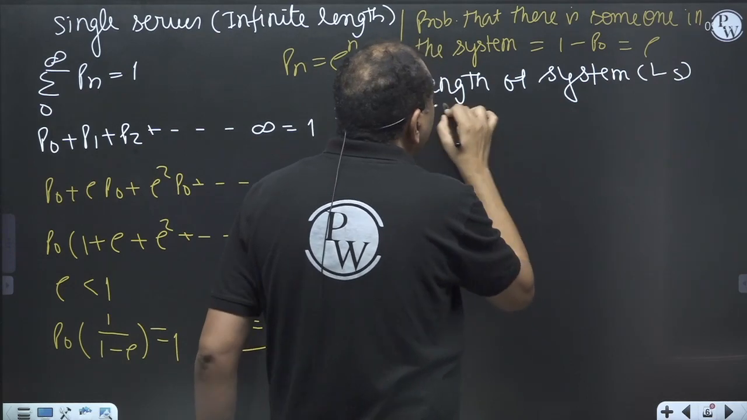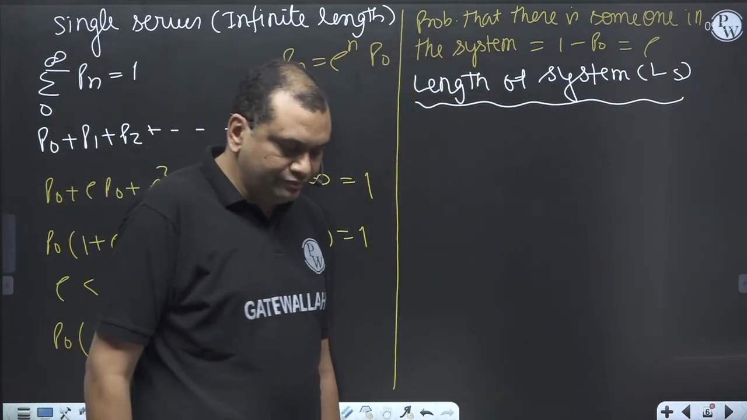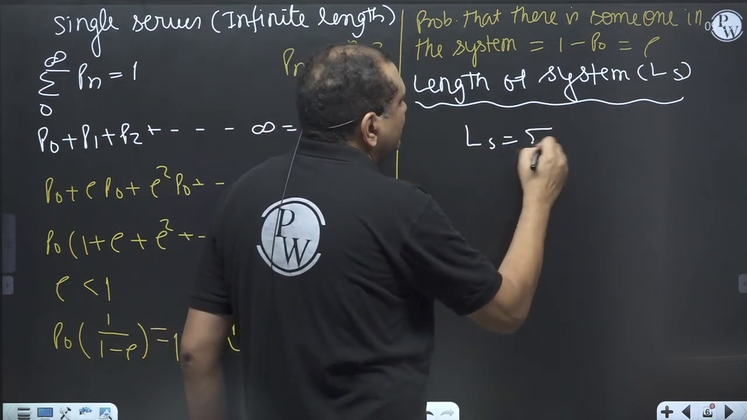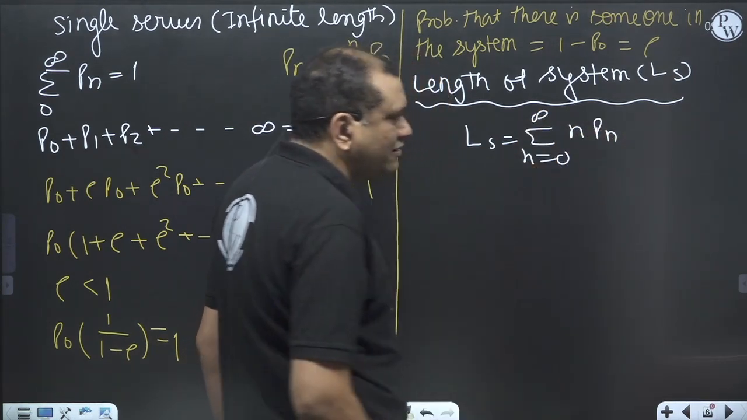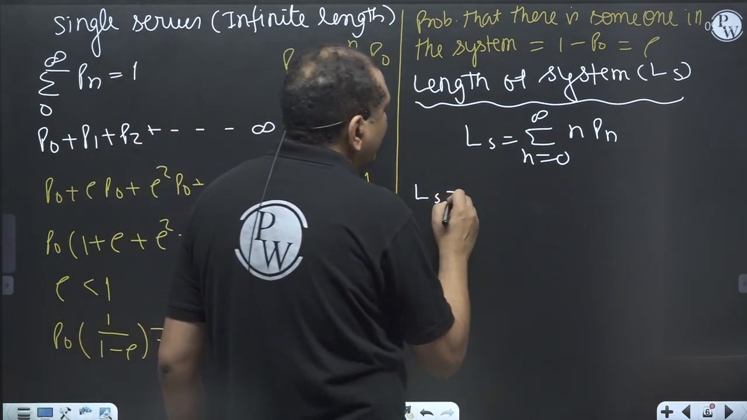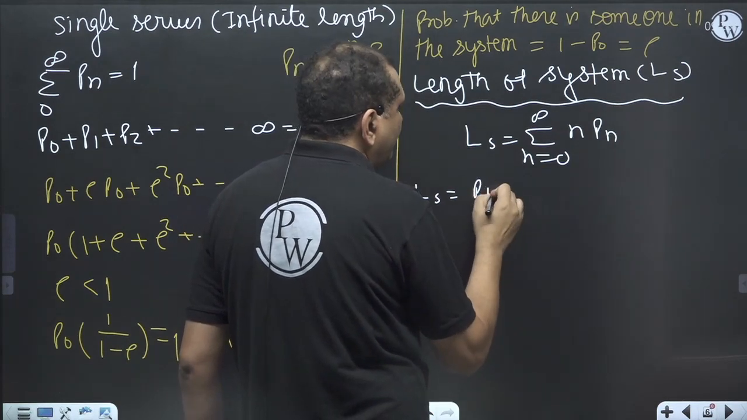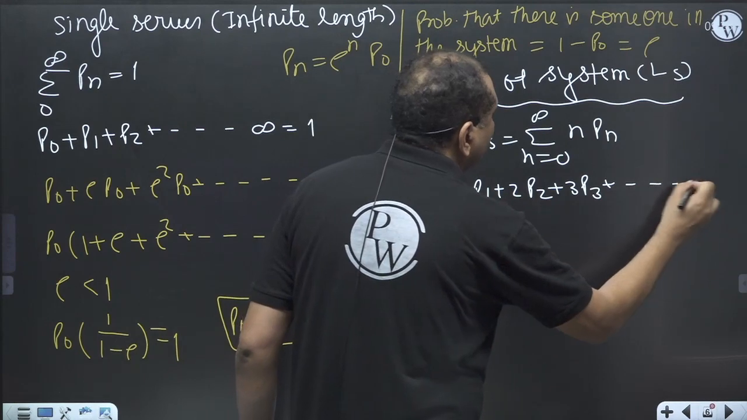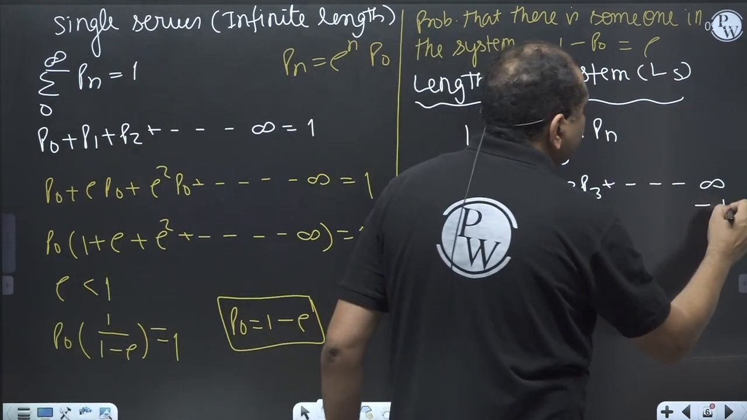Length of system is Ls. And what is the Ls? Summation n equals 0 to infinity n Pn. Correct? So let us do that. Ls is nothing but 0 times P0, P1 plus 2P2 plus 3P3. Let us say equation number 1.